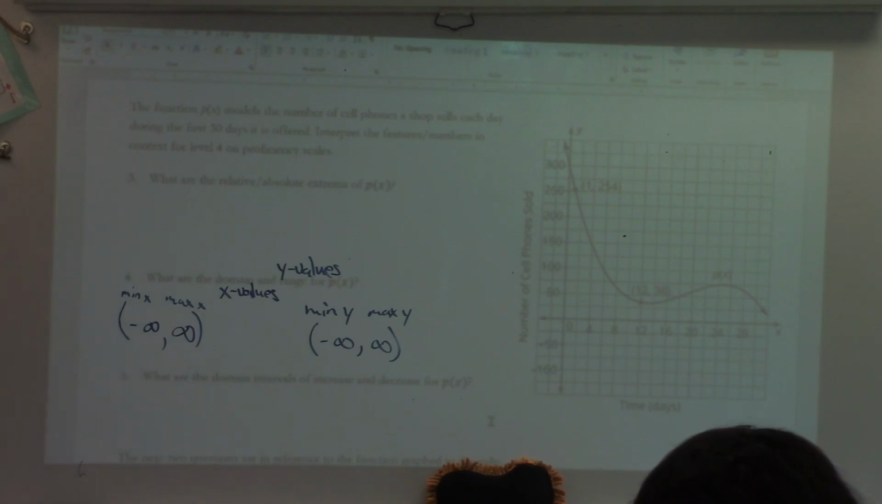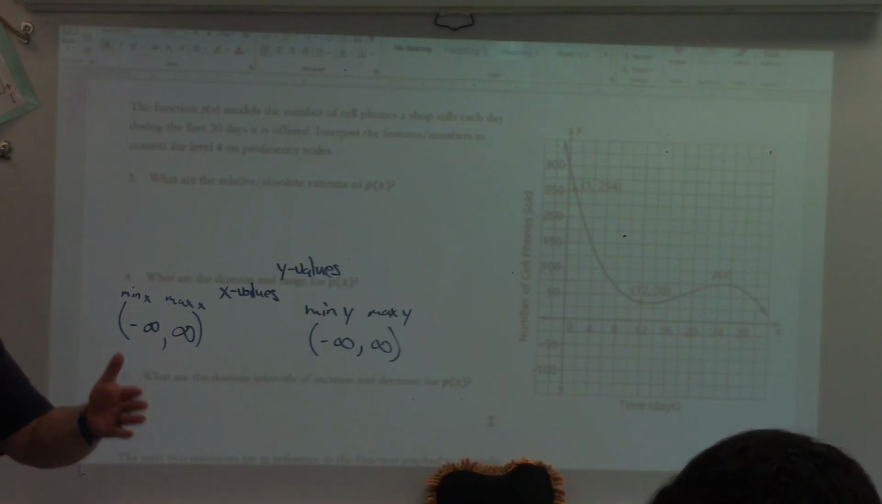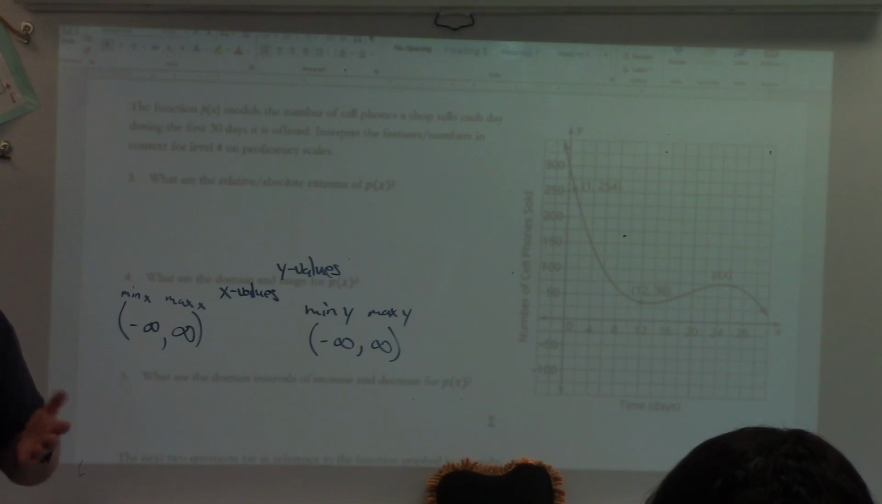Pay attention to that. But contextually, I want to point out, we're talking about time of days since a cell phone was released, right? Can you go back negative infinity days? No, what's the first value in that cell phone release? Day 0-ish. Really, maybe you could make an argument for day 1.